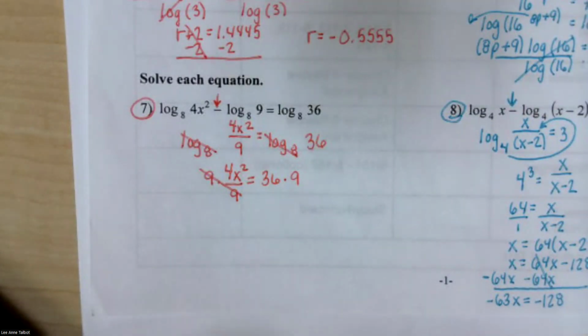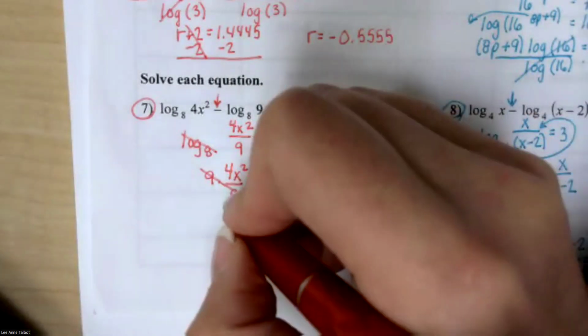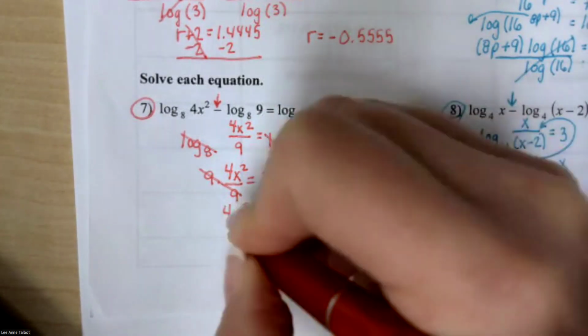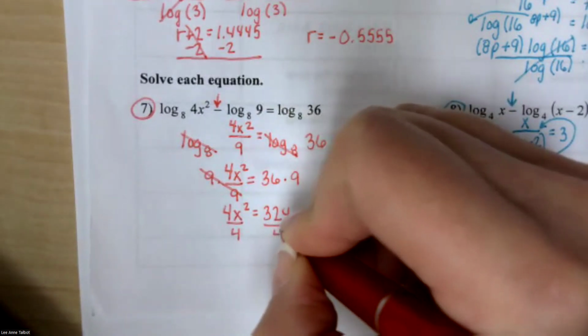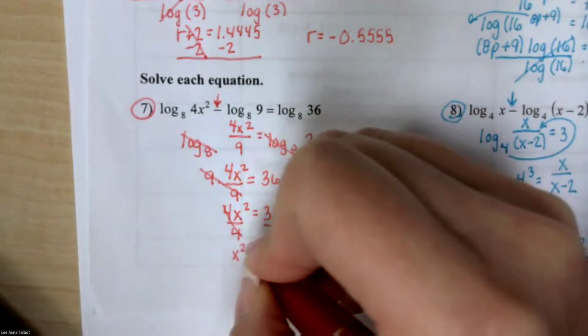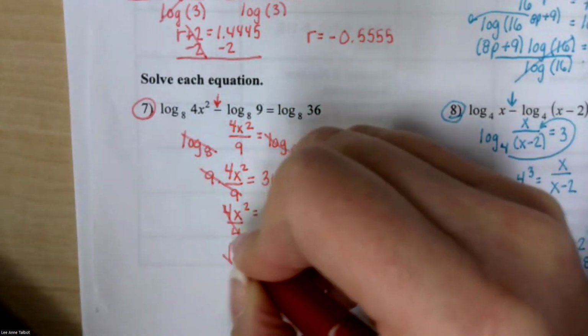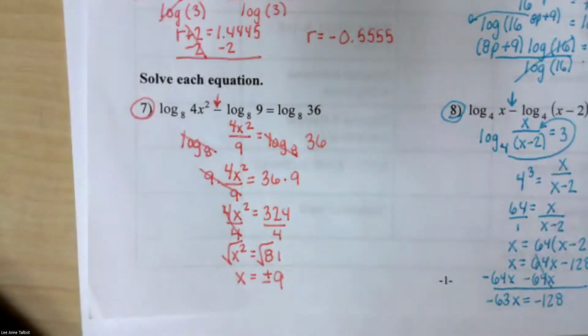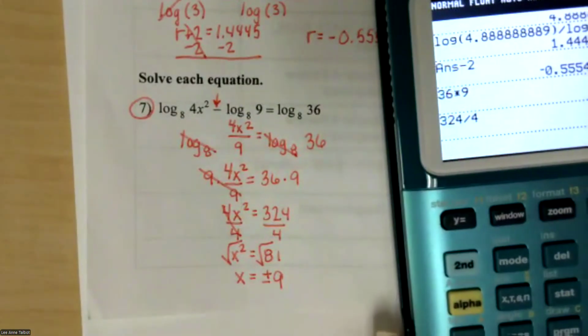I don't know. What do you guys like to do there? Cross multiply or multiply both sides by 9? Cross multiply. 4x squared equals 324. Okay, so we got 2 answers. We have to check them both separately.